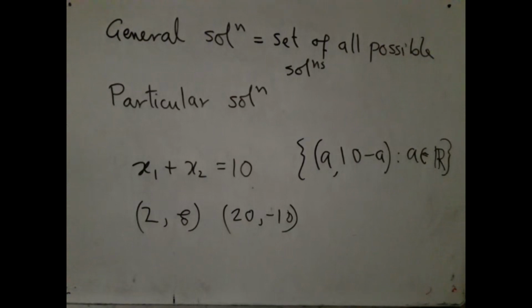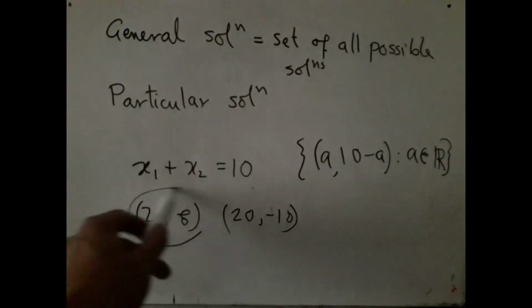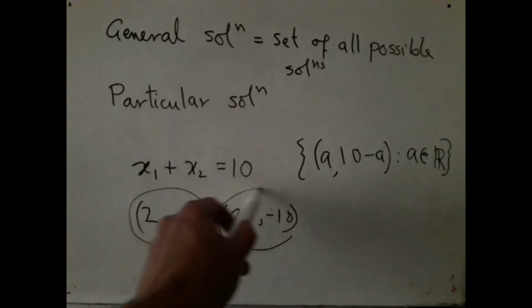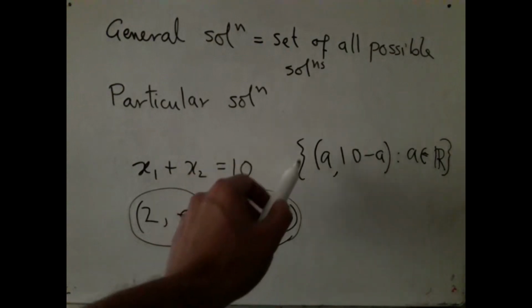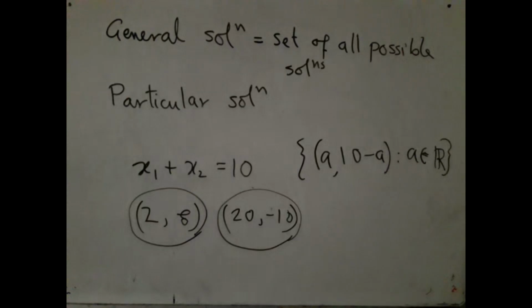By a particular solution, we understand any element of this set. For example, this is a particular solution, this is another particular solution. Every element of the set, which is the general solution, is called a particular solution.